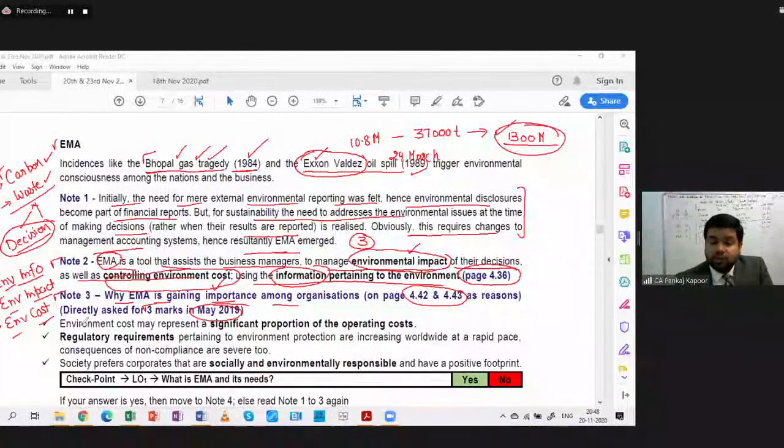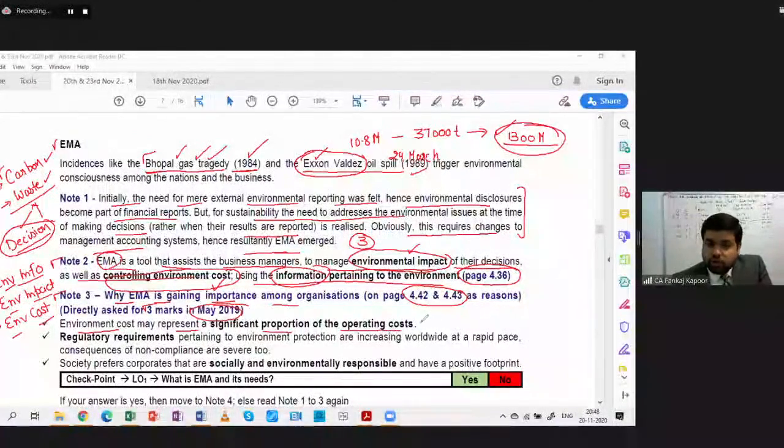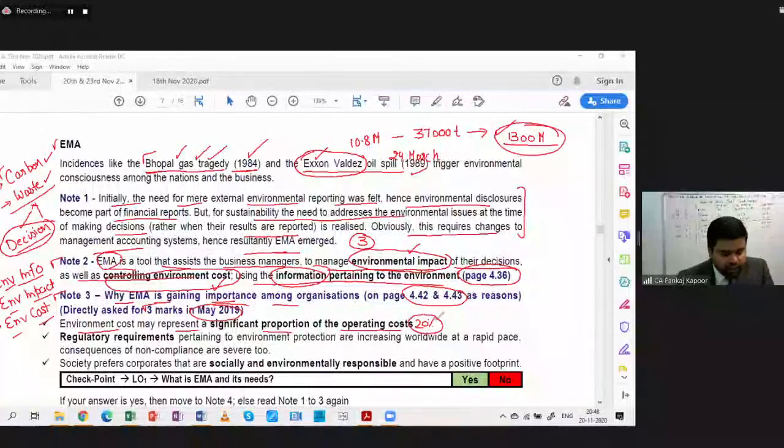The first reason due to which we are considering the EMA is this: environment cost represents a significant portion of your operating cost. Your study material mentions that in some company cases, the environment cost is near 20% of the operating cost. Although they didn't mention the company name, it is Ameco.